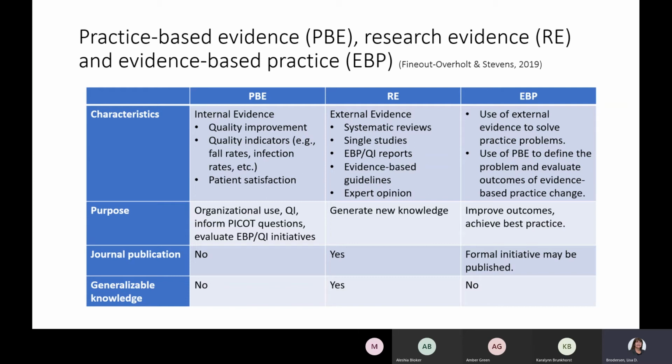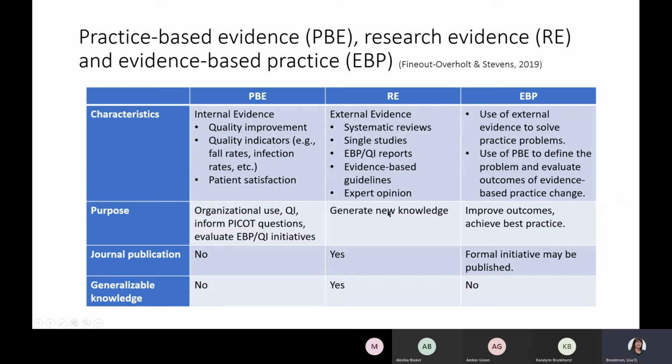Okay, so usually organizations do not publish their practice-based or internal evidence in journals. They might do that if they actually did a formal quality improvement or evidence-based practice project. They might go ahead and publish that in a journal, but typically that evidence is generated strictly for internal organizational use. And it isn't generalizable knowledge, meaning that you can't take that knowledge from a specific organization or setting and apply it directly in other settings, because other settings are going to be different in terms of their characteristics and their problems.